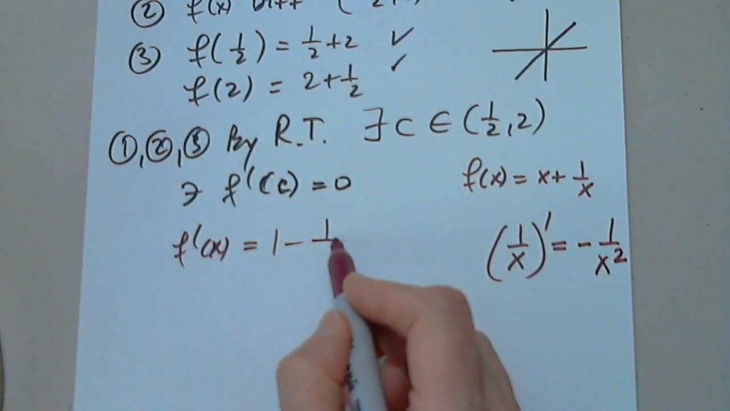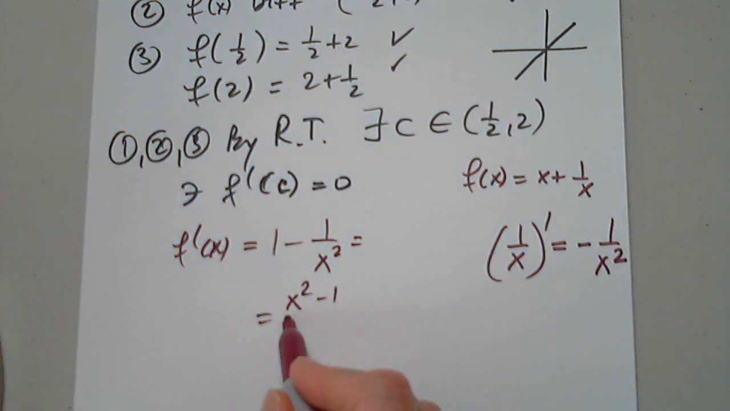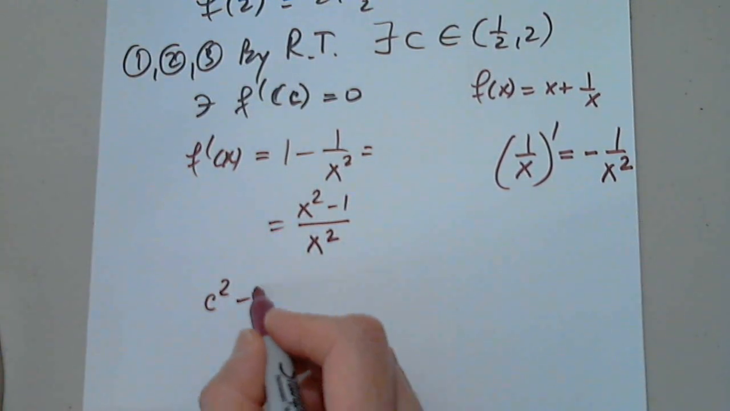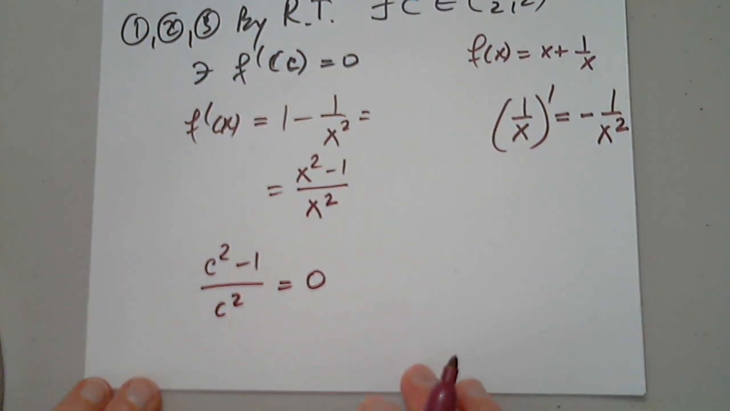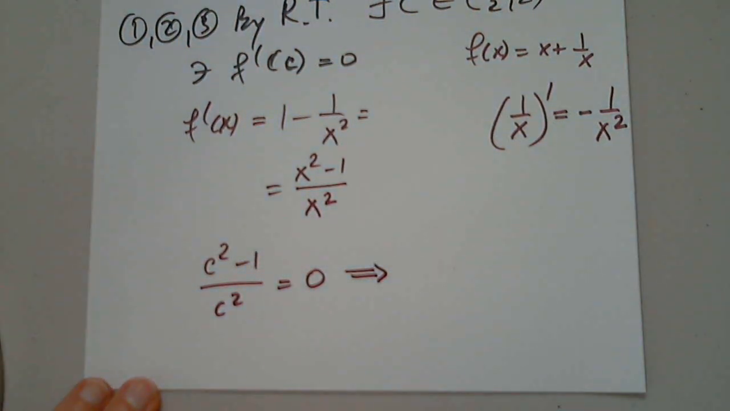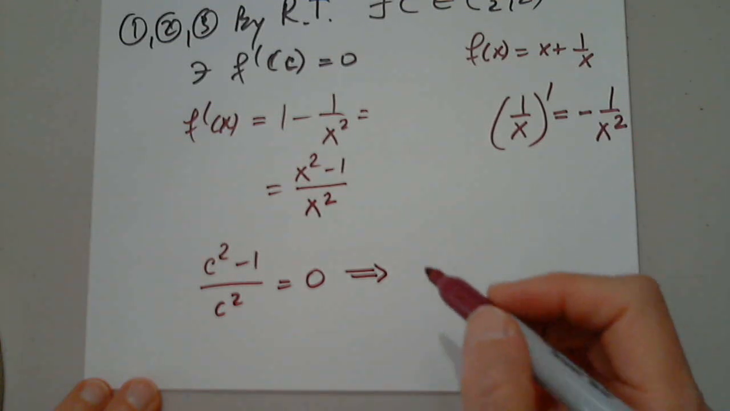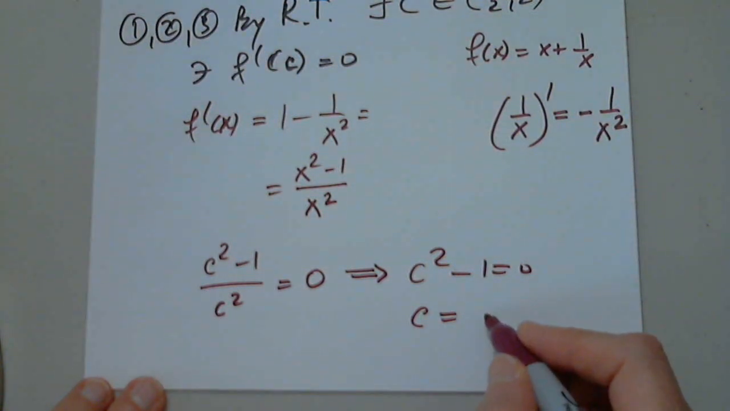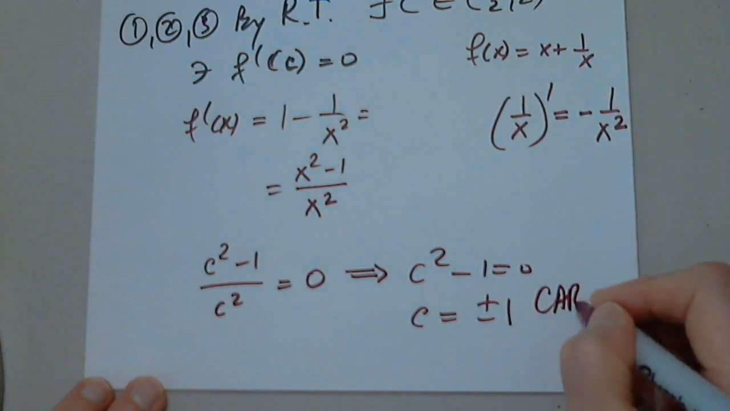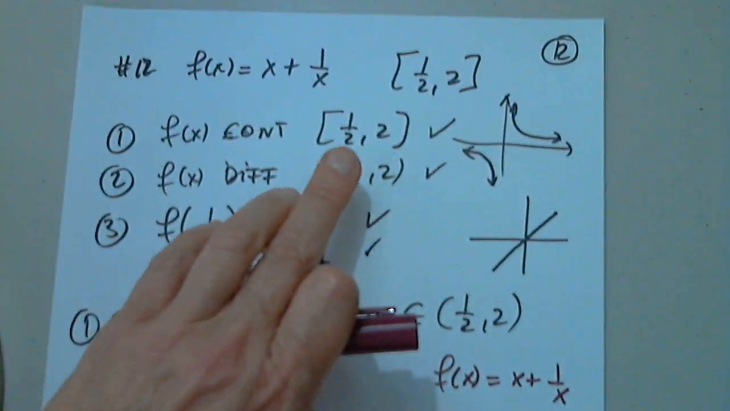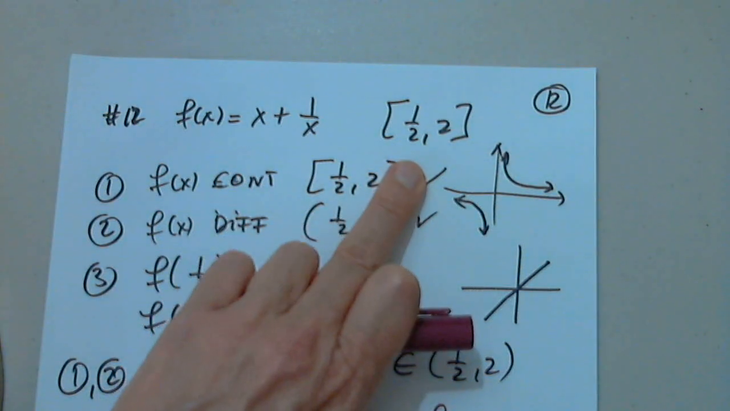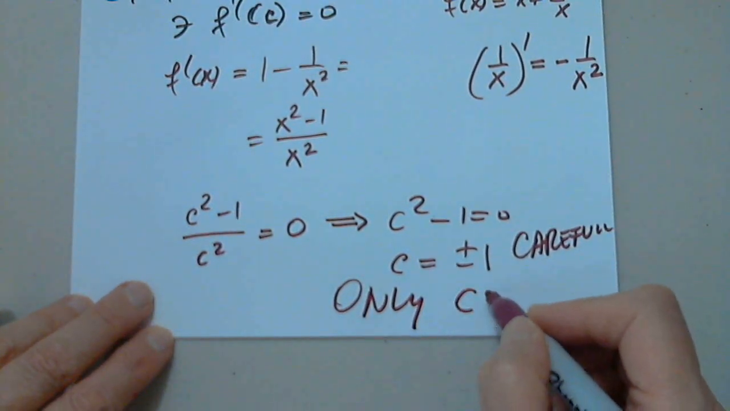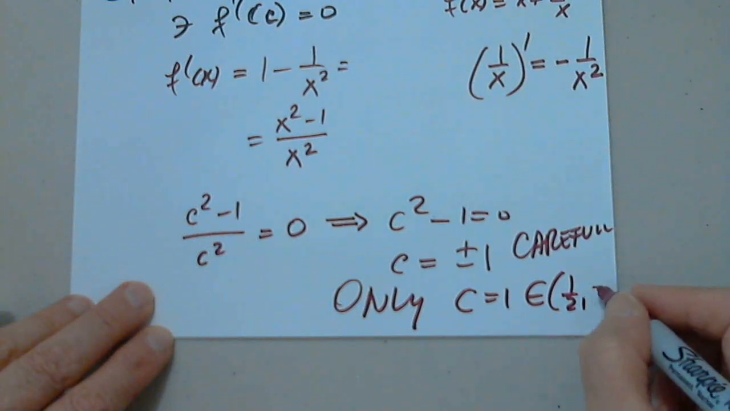Oh, sorry. 1 minus 1 over x squared, which turns into x squared minus 1 over x squared. So now f prime of c is c squared minus 1 over c squared equals 0. When is a fraction 0? When c squared minus 1 is equal to 0. Very good. And we know there are two solutions here, plus or minus 1. Careful. That's why I asked you to make sure that you always go back to the interval. Only c equals 1 is in the open interval 1/2 comma 2.